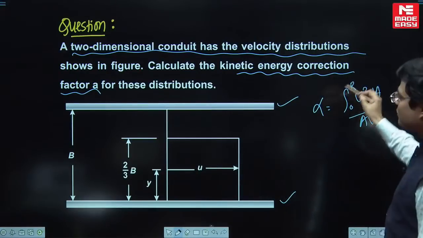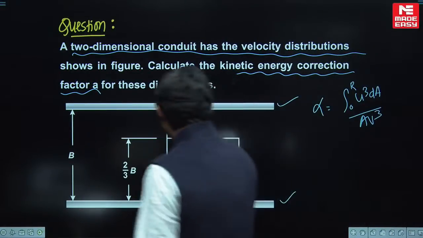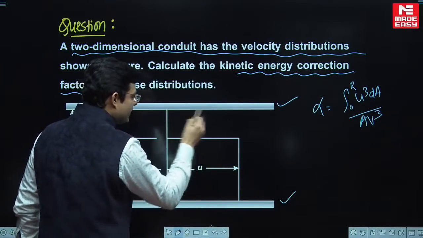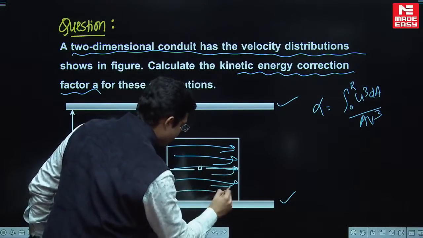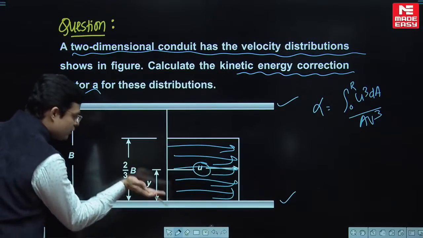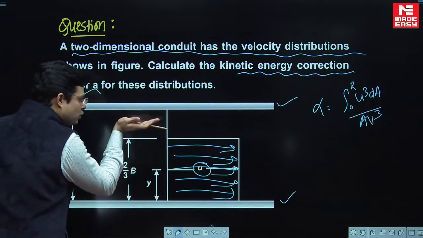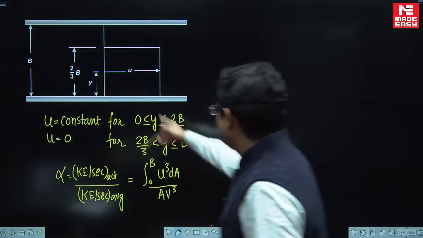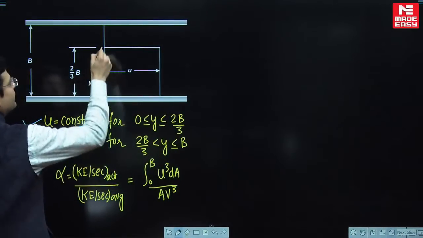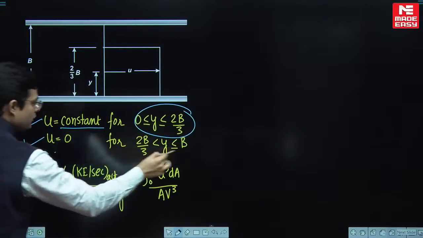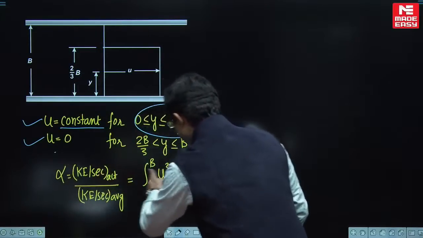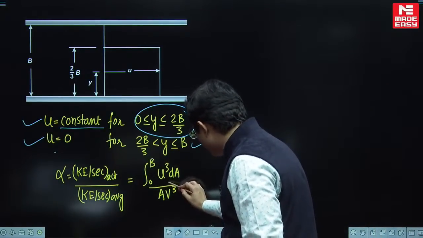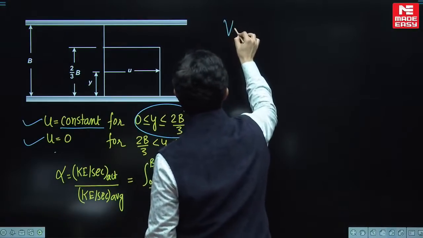Here we will integrate 0 to b because this is a conduit. Look, the flow is not happening in the whole conduit, only in this region the flow is happening at a speed of u. The diagram shows the velocity distribution: u is constant from 0 to 2b by 3, and from 2b by 3 to b the velocity is 0. So u is constant from here to here, and u is 0 from here to here. This is your kinetic energy correction factor. For finding this, first of all you need to find the average velocity. So how to find the average velocity?